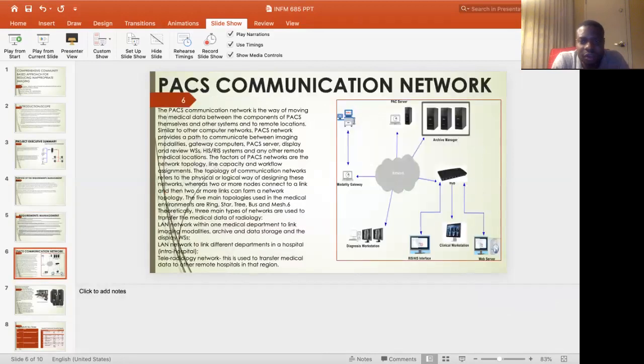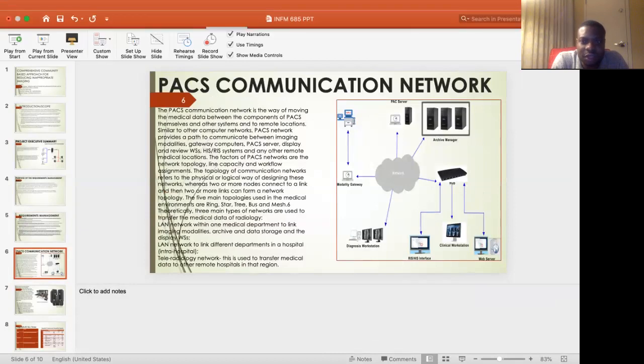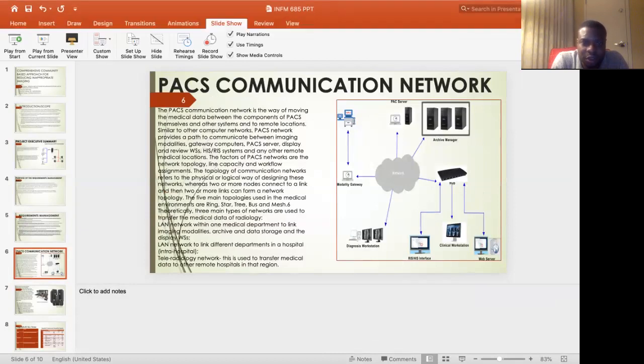The next one is the PACS communication network. In the PACS communication network, here it's actually the way of moving the medical data between the components of PACS themselves and other systems, and also to remote locations. The PACS network provides a path to communicate between imaging modalities, gateway computers, PACS server, display and review workstations. The factors of the PACS network are the network topology, the line capacity, and the workflow assignments.